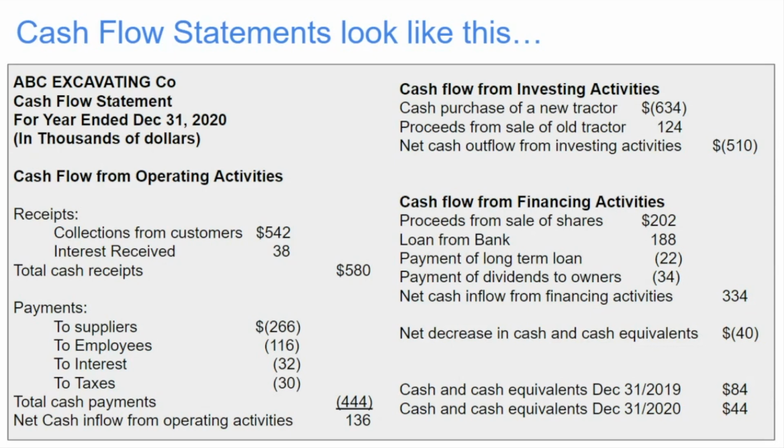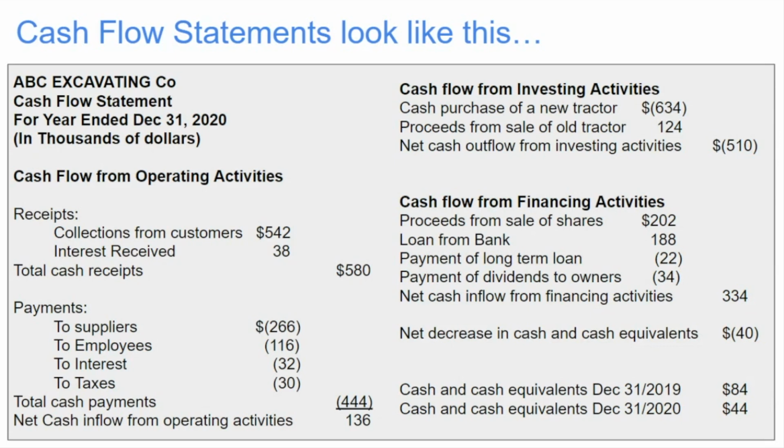Now, the cash at the beginning of the year was $84,000, as we've seen in the previous slide. Now we're looking at the cash at the end of the year being $44,000. The difference between the two is $40,000, which is exactly that. So we have explained in this statement what has happened to account for the difference between what it was at the beginning and what it was at the end. The net of operating brought in 136. The net of investing took out 510. The net of financing brought in 334, and that accounted for this $40,000 decrease.